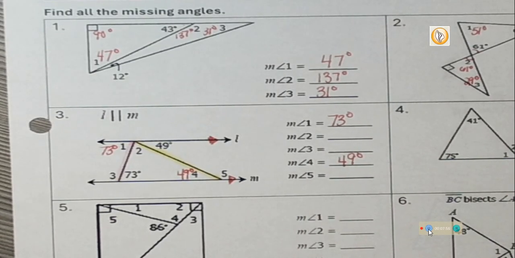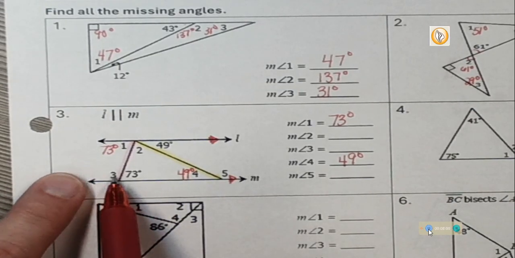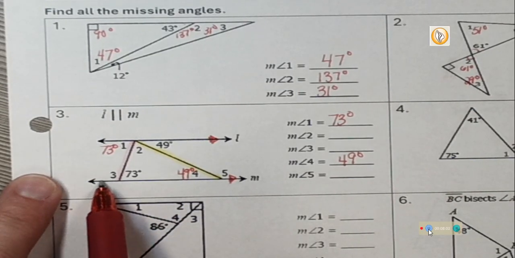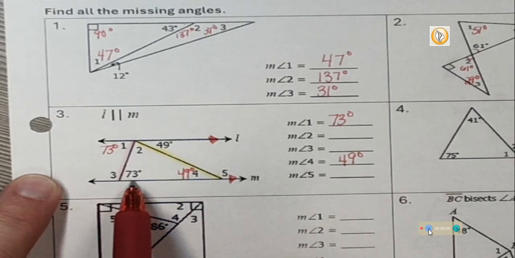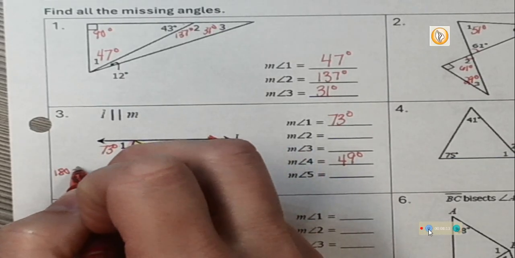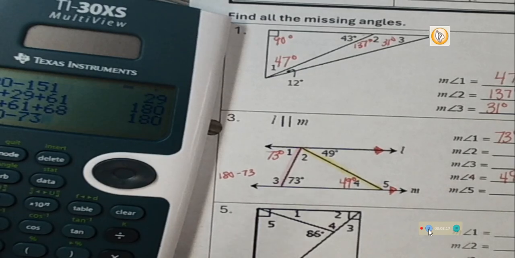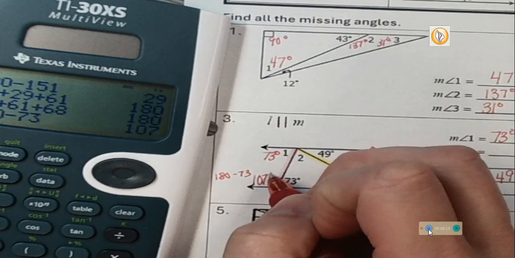All right. You still need to find 2, 3, and 5. Well, here's angle 3. Angle 3 and 73, what do they make? What do they make? Talk to me. 180. Thank you, friend. And so in order to get angle 3, I'm going to do 180 minus 73. Let me grab my calculator. 180 minus 73 gives me 107 degrees.